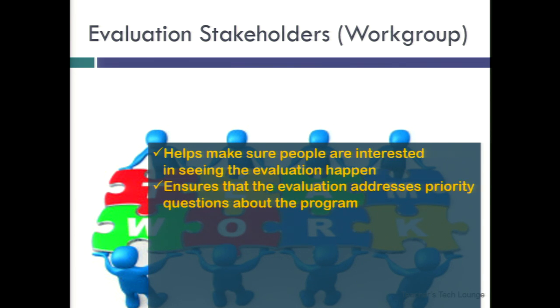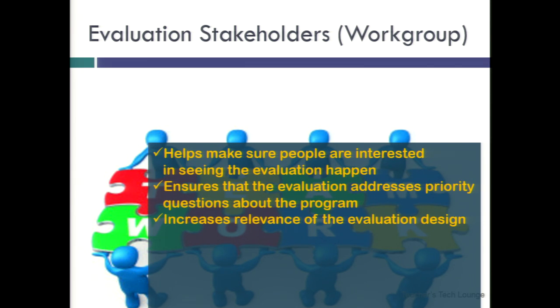It ensures that the evaluation addresses the priority questions about the program, because for any evaluation, whether it's formative, process, implementation or outcome, you're going to have dozens of possible questions that you can ask and answer. And so once you've decided, yes, I'm going to do process, or I'm only going to do outcome, you still have to figure out what is it about outcome evaluation that's going to matter most to the key stakeholders. Okay, so it helps you prioritize questions about the program.